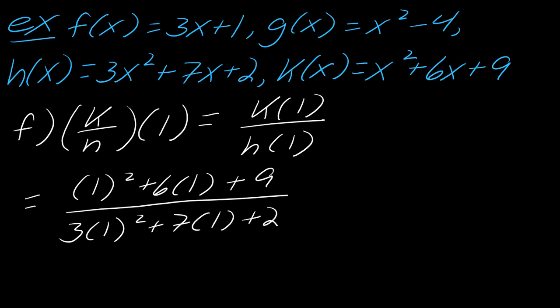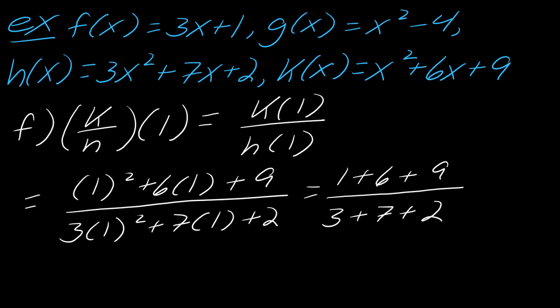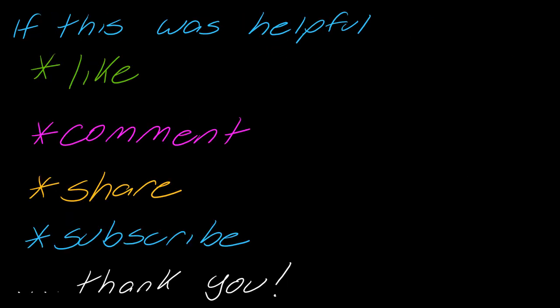Okie dokie. So now I just got to work this out. So this becomes 1 plus 6 plus 9 on top. And then in the bottom, let's see, I have 3 plus 7 plus 2. So this becomes 16 over 12. And that will simplify. Let's see, I can divide the top and bottom by 4. So that becomes 4 over 3. And so that's as much as I can simplify that. And so that is just your crash course review into how function operations work.